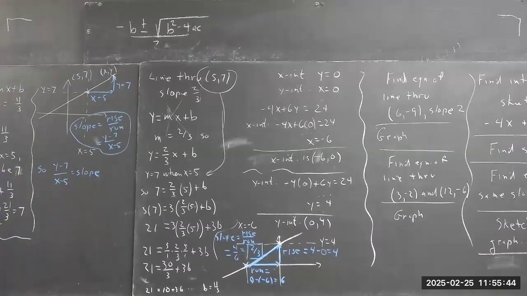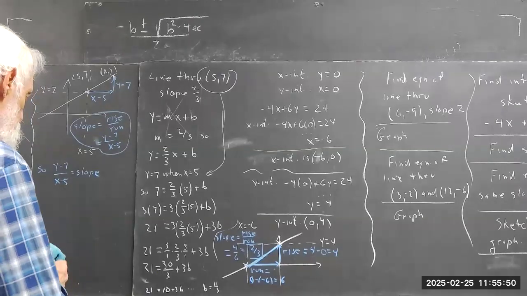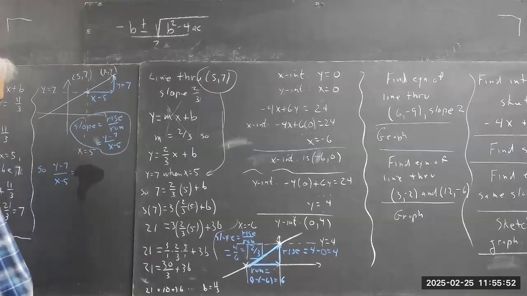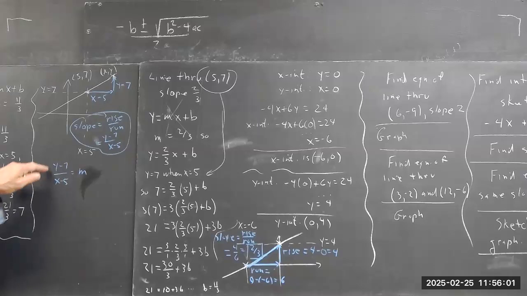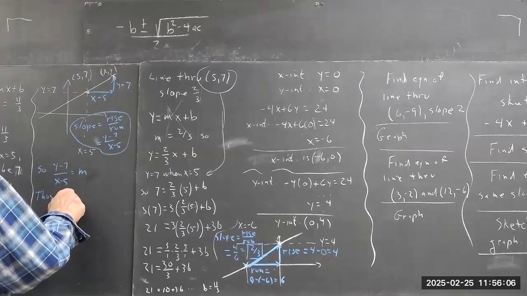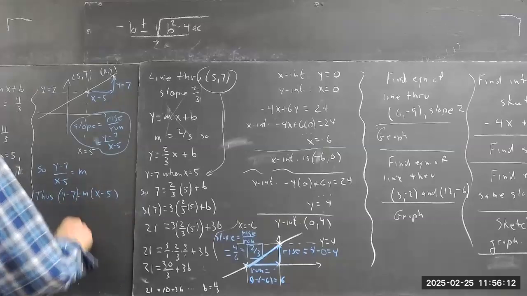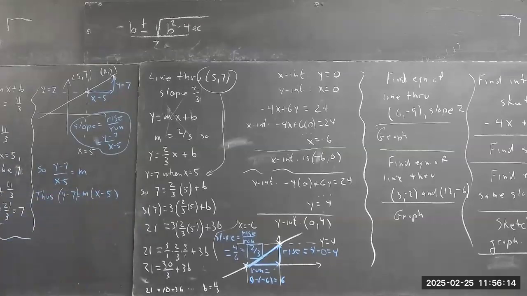So y minus 7 over x minus 5 equals the slope. Instead of the word slope, we'll use m, because at this point I think we understand that m is standard notation for slope. We're talking about straight lines, okay? And if m equals this, y minus 7 equals m times x minus 5. I believe that's given in OpenMath as the point-slope form for an equation.